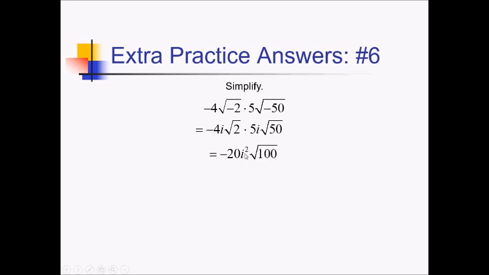So let's see here. i squared is really negative 1, so this is really positive 20 out there. And square root of 100, of course, is 10. So we're multiplying 20 by 10, giving us a grand total of 200.